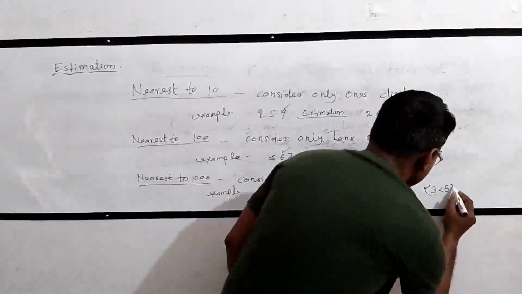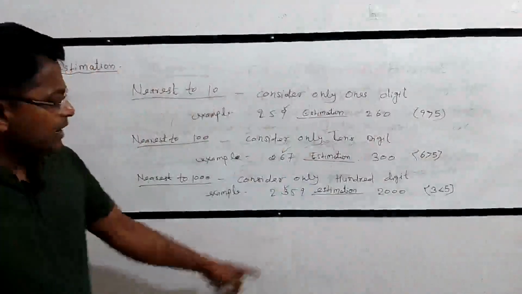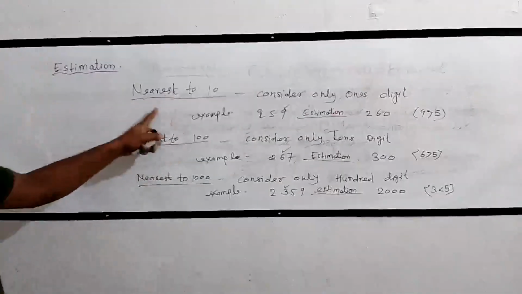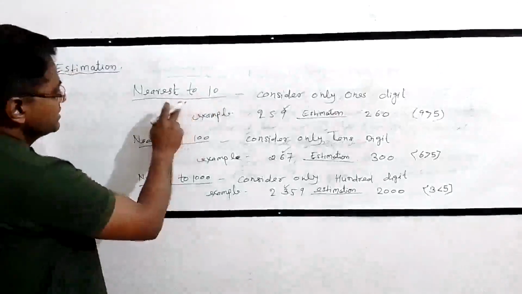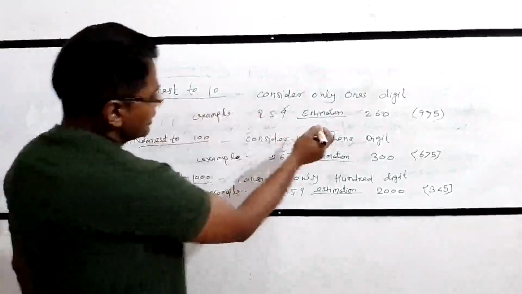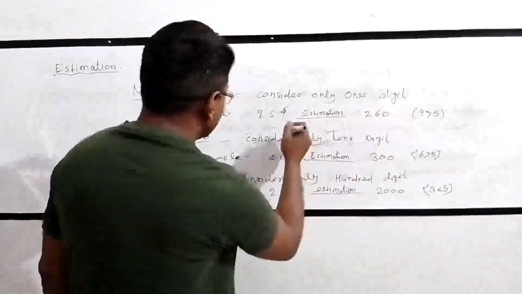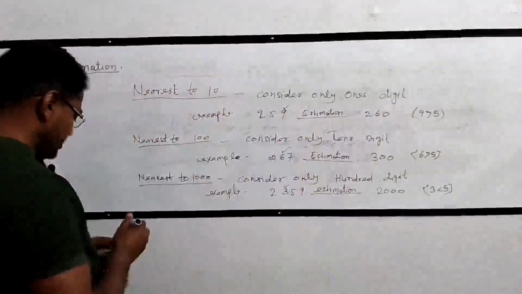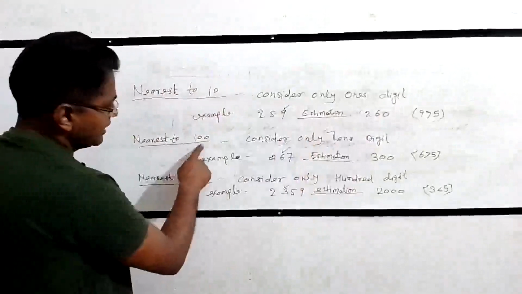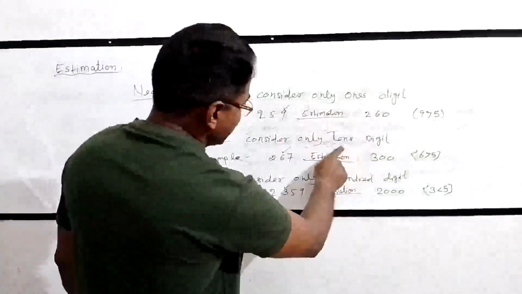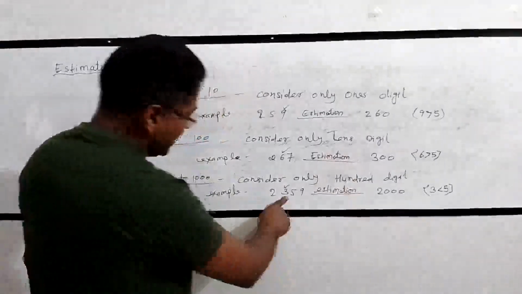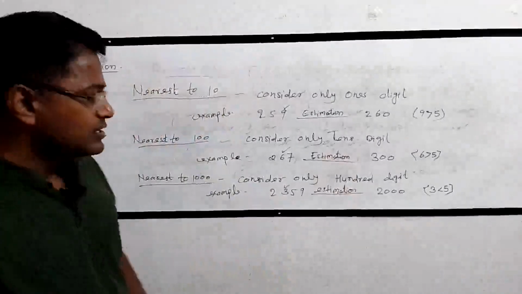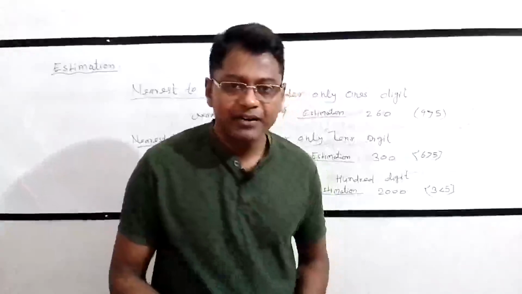So you are getting from these three different cases that if estimation is required to the nearest 10, then you will consider only the ones digit. If it is required to the nearest 100, then you have to focus only on the tens digit. If it is for the 1000, then you have to focus only on the 100 digit, like this. So students, this is very simple and I hope you understand it.